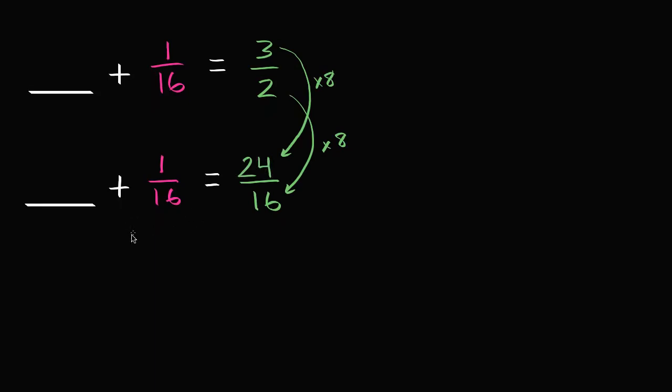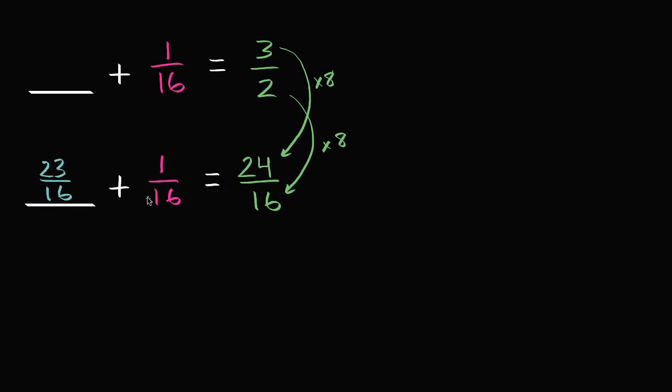So 3 times 8 is going to be 24. Now at this point, you might be able to do it in your head. You'll say, okay, blank plus 1/16 is equal to 24/16. We could view this as a certain number of 16ths. So how many 16ths plus 1/16 is going to be 24/16? Well, 23/16. If I have 23/16 and I add one more 16th, I'm going to have 24/16.